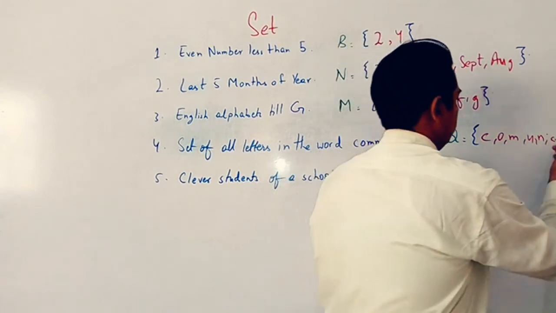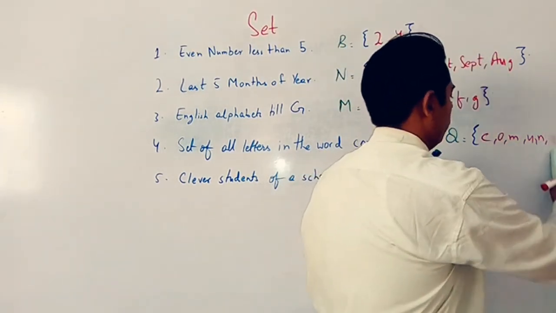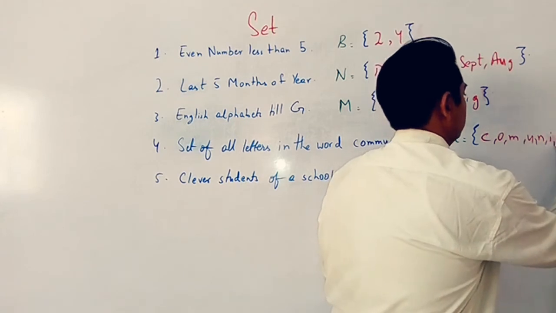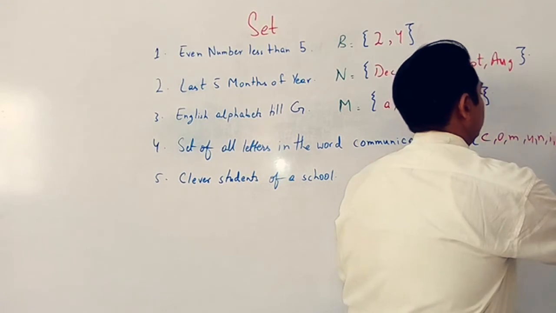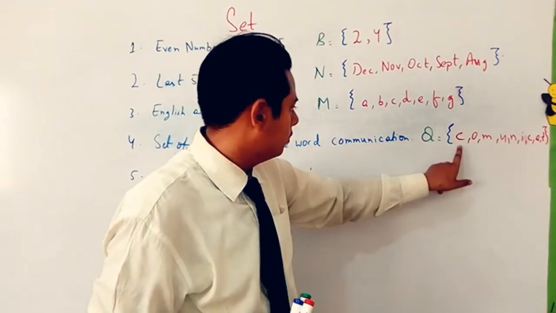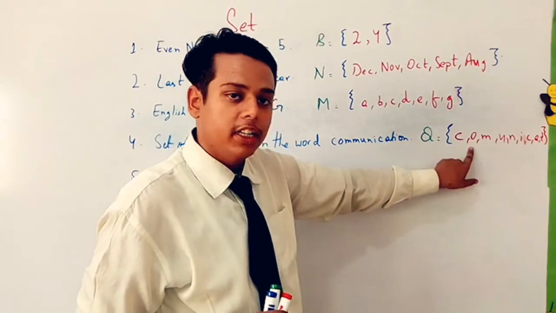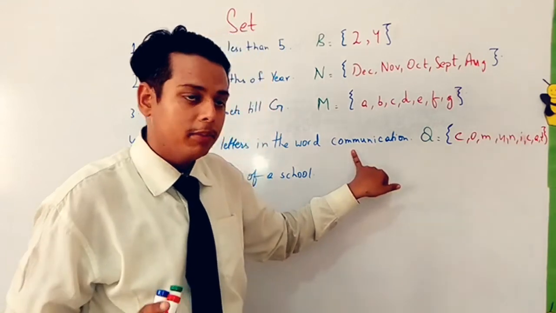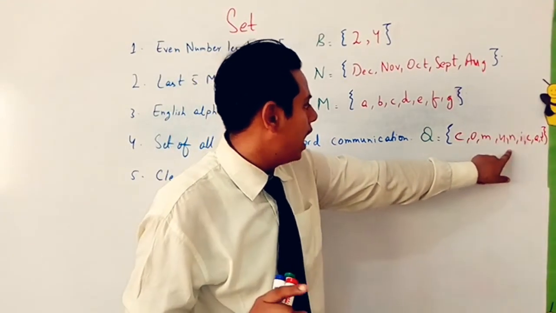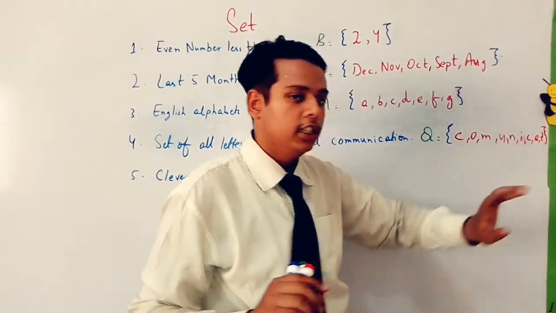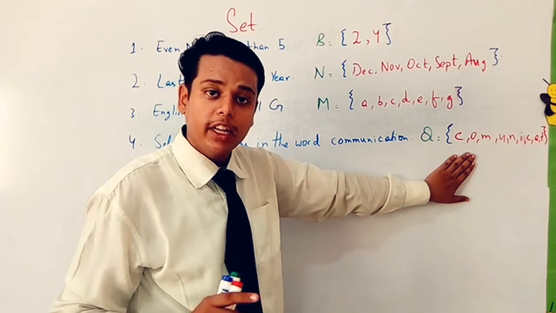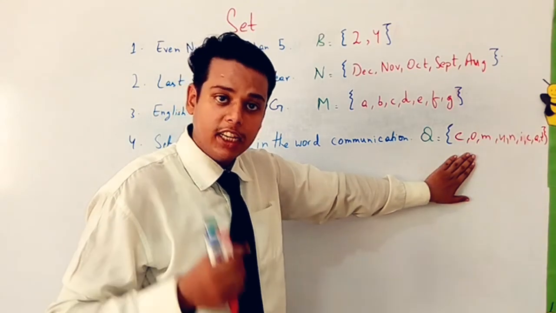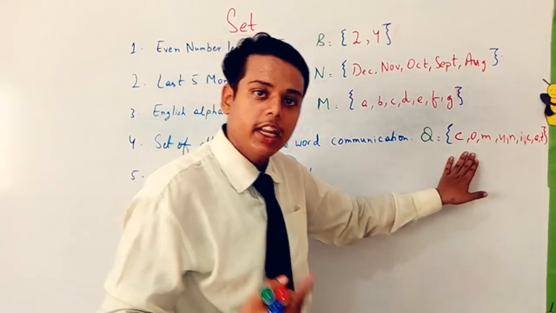Then I, C, A, and T. Repeat it. C is 1 time I have written, O 1 time I have written, M 2 times is coming, but I am just writing 1 time. Then U, N, I, C, A, and T. So I have written all the alphabets in the set, but I am not repeating them because in a set we cannot repeat the same alphabet or same element again and again.